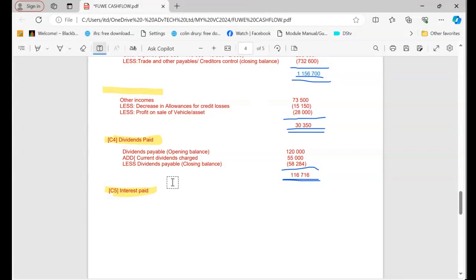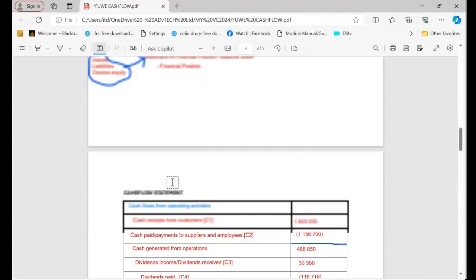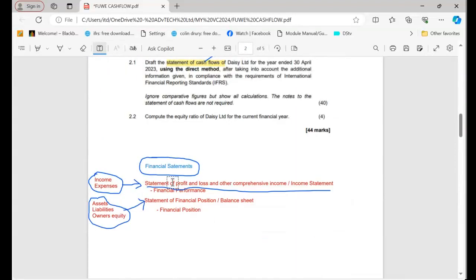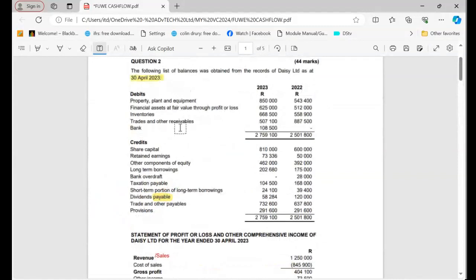So what we can do, we have to go back and check. Remember, if something is owed, it will be found in the statement of financial position. It must be found here. Like, for example, can you see this dividends? This one, this shows that it was owed, it's payable.